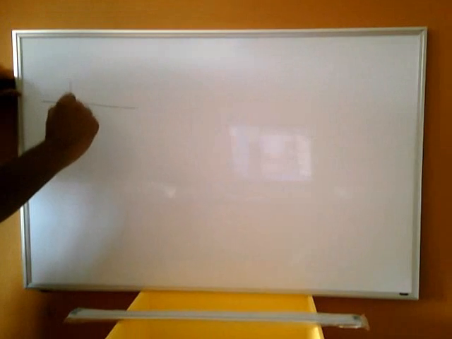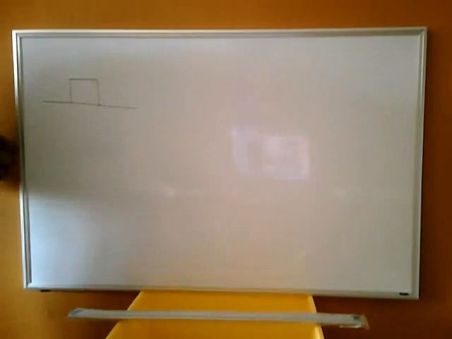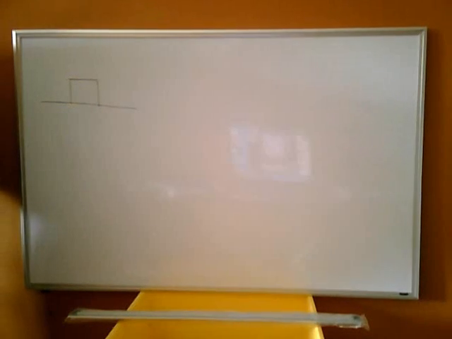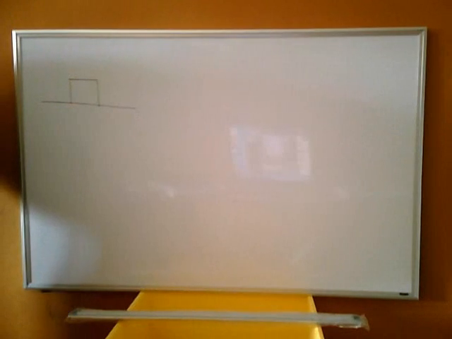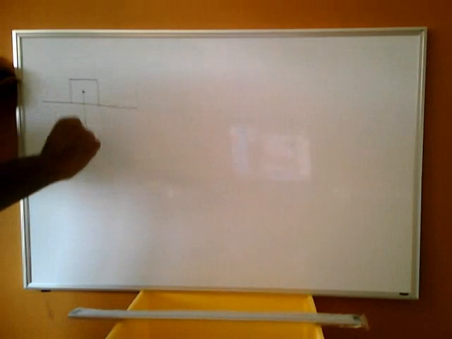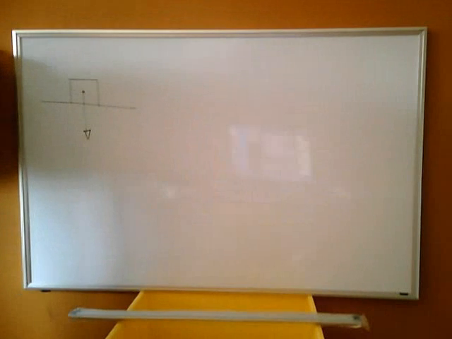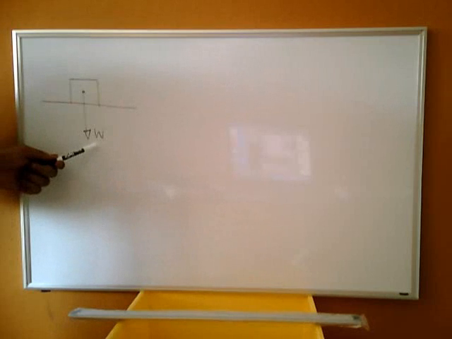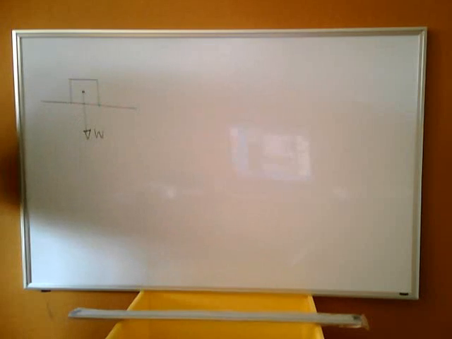So let us start by looking at a block that is placed on a table and that is at rest. Now, this block has the force exerted by the earth acting on it in a direction that is vertically downwards. Now, that force is what we call weight, and it acts vertically downwards and is denoted by the letter W. Now, this force is the force exerted by the earth on the block.